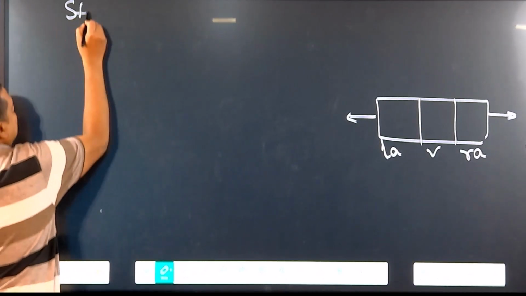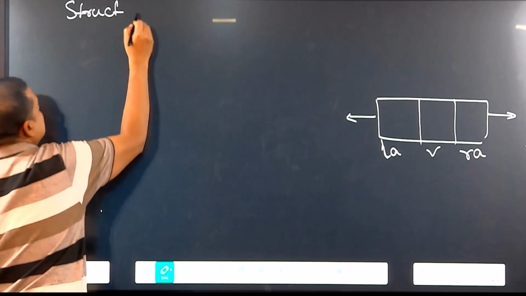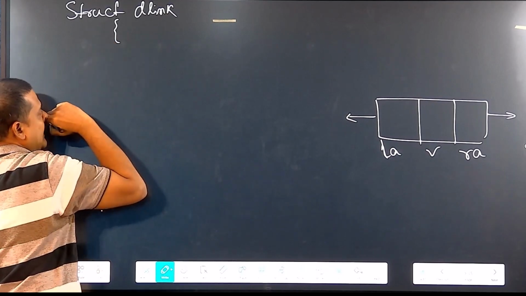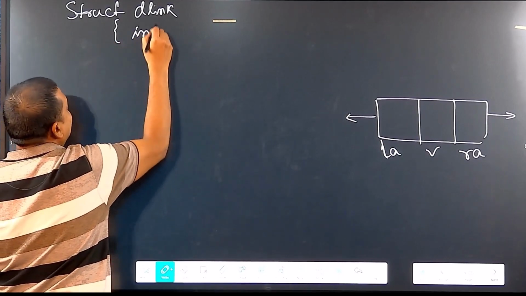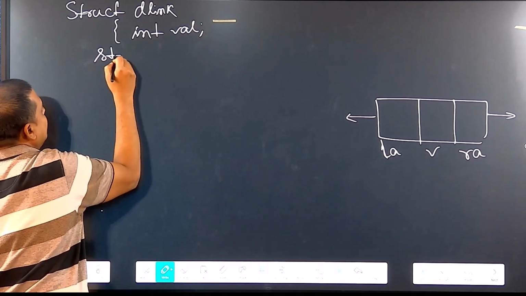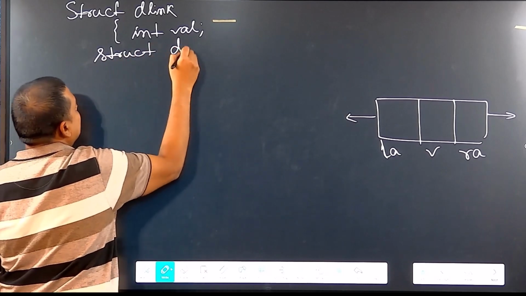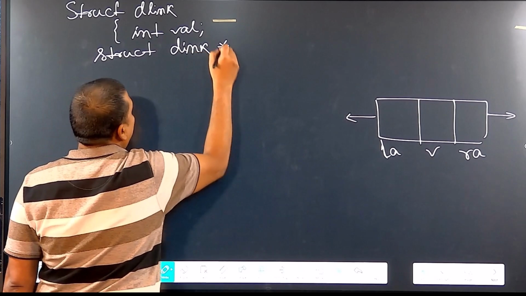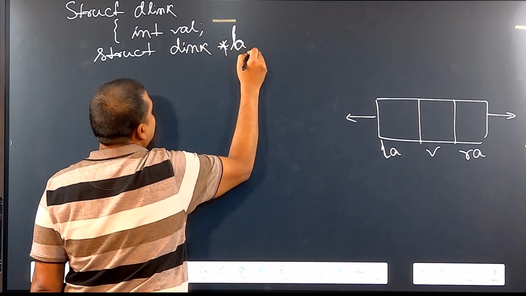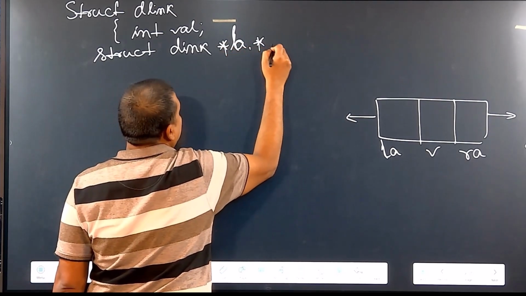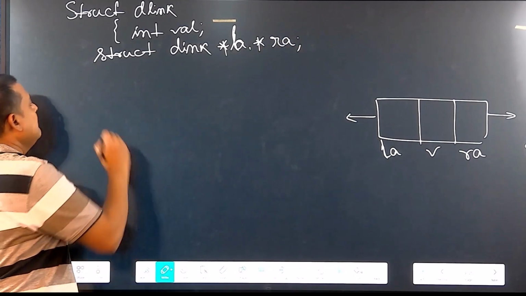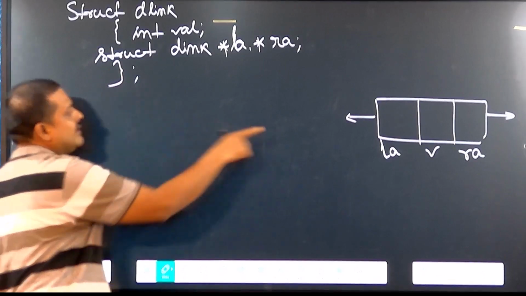So, we will write struct. Say for example, I am providing D-link as the name for the doubly linked list, and here we are allocating a variable like int val, and there will be two variables of the same type, that is struct D-link pointer LA, which represents the left address, and this is the pointer for the right address. In this way we will create the template.